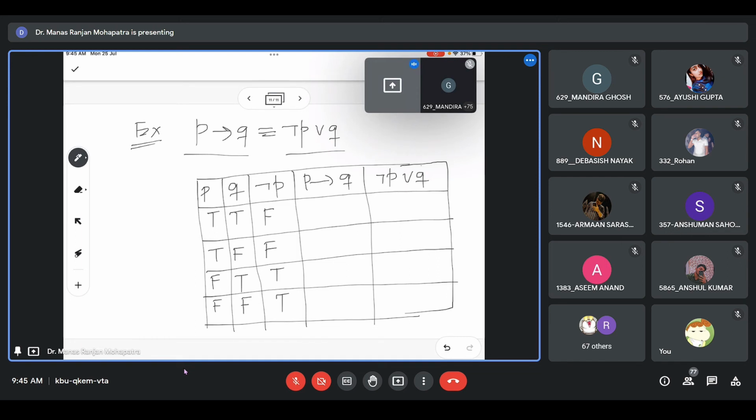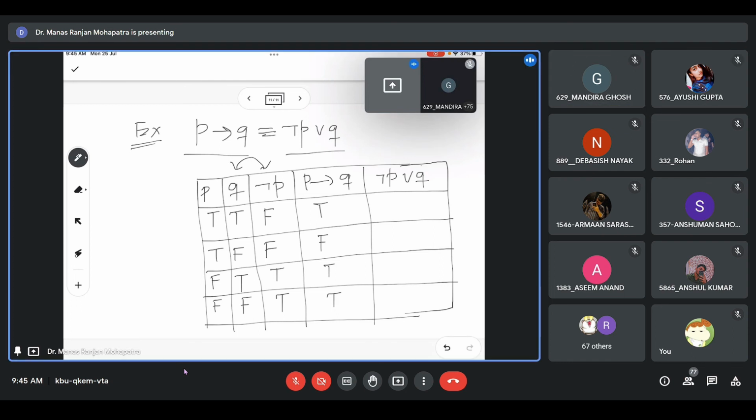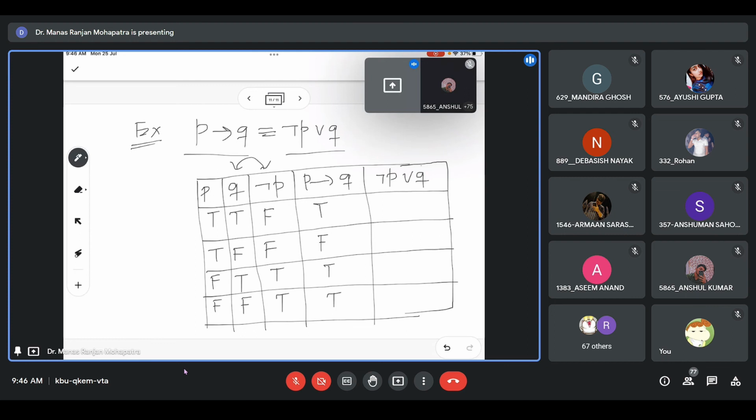Now what is the implication? True, false, true, true. Now how about the disjunction, negation P or Q? Here you have to take these two columns, negation P and Q. When is this disjunction false and when is it true? False, false, true, false. Are you sure? True, false, true, true. Because the disjunction is false when both are false, right? In this case both are false, so only in this case it will be false, and in all other cases it is true.